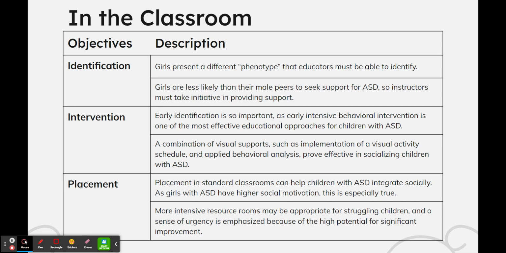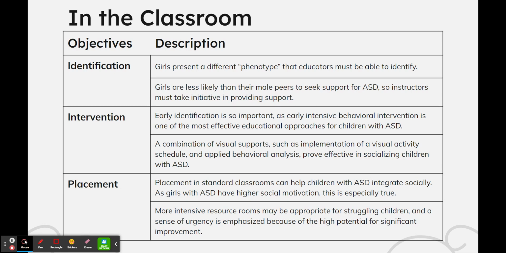Early identification is super important, and early intensive behavioral intervention is shown to be one of the most effective educational approaches for children with autism. Even if we can't catch it early, as we often cannot with female students, a combination of visual supports like visual activity schedules and applied behavioral analysis, which we'll talk about on the next slide, is one of the most effective ways of socializing children and supporting them in your classroom.